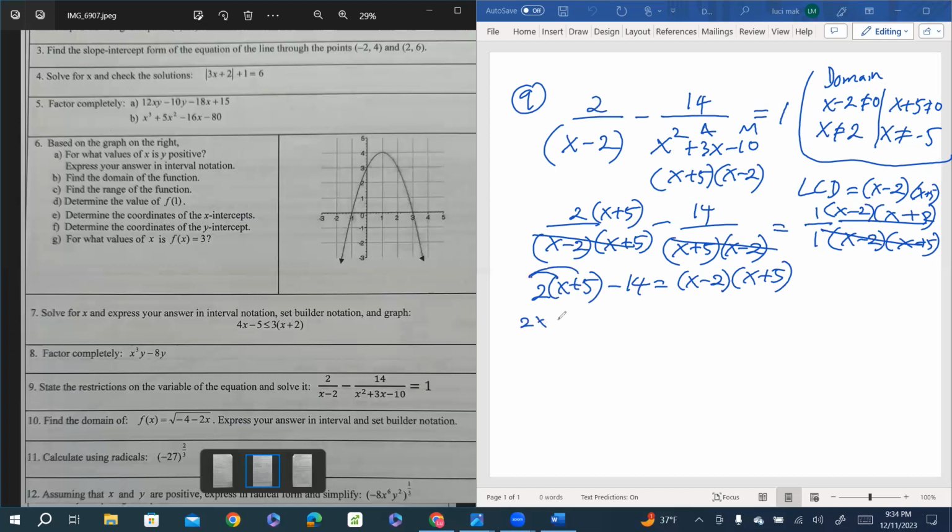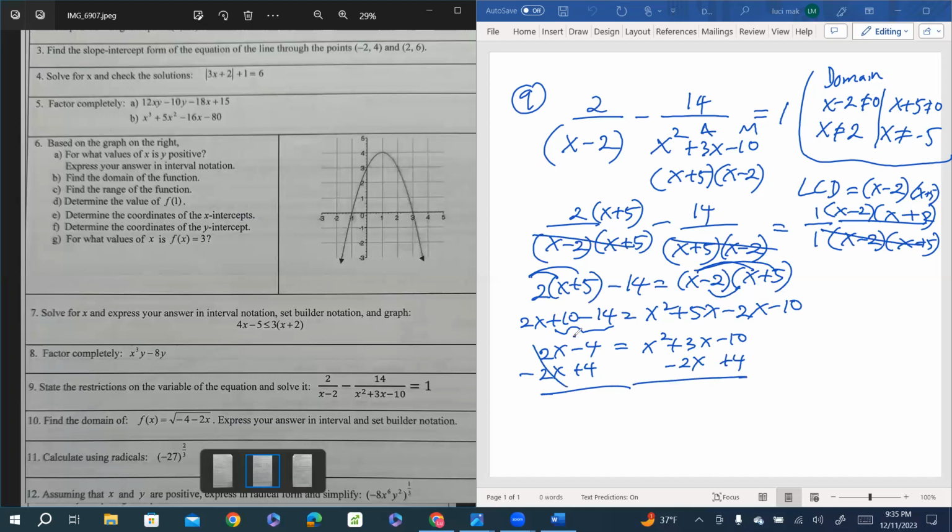We have 2x plus 10 minus 14 equals FOIL. x times x is x squared plus 5x minus 2x minus 10. Combine like terms. So we have 2x minus 4 being equal to x squared plus 3x minus 10. Subtract 2x on both sides, add 4. So subtract 2x and add 4.